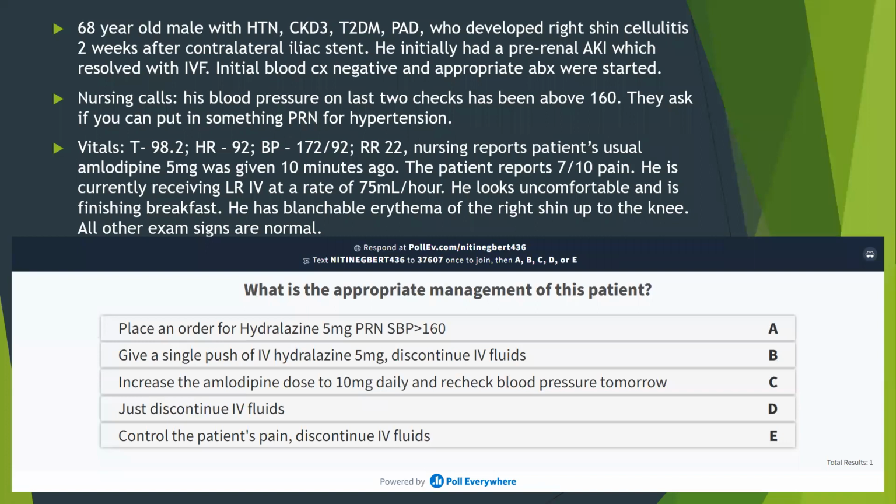What do you want to do with this patient's elevated blood pressure, this nursing call for elevated blood pressure? Do we have to do anything?